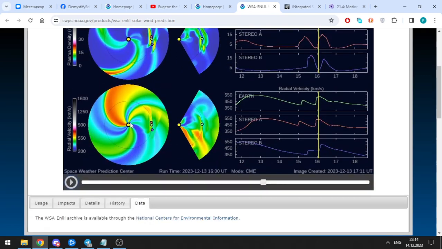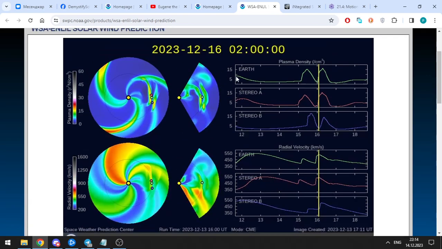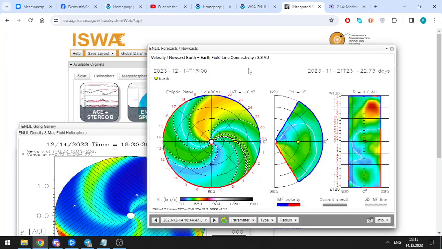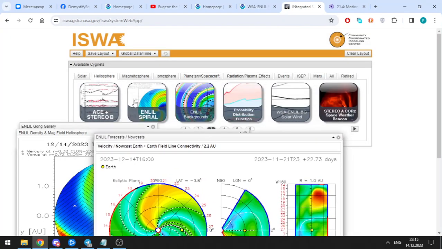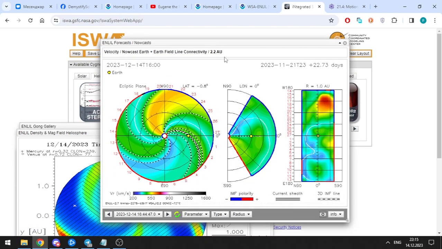So, okay, here you can't actually see any lines, so we have to go someplace else like this ISWA. Here on heliosphere you can see the ENLIL spiral, in case you want to reproduce what I'm about to show you. So these lines that you can see here are exactly that. It's the connection of Earth, in this case, this yellow thing, to the surface of the sun.